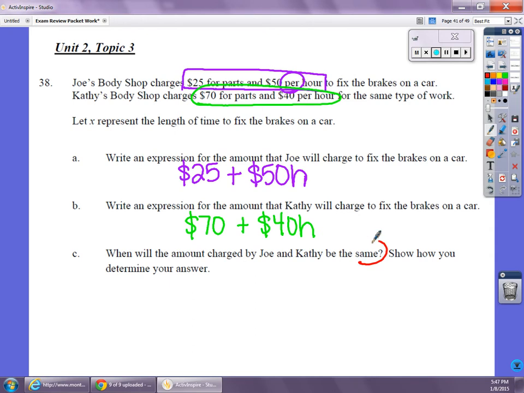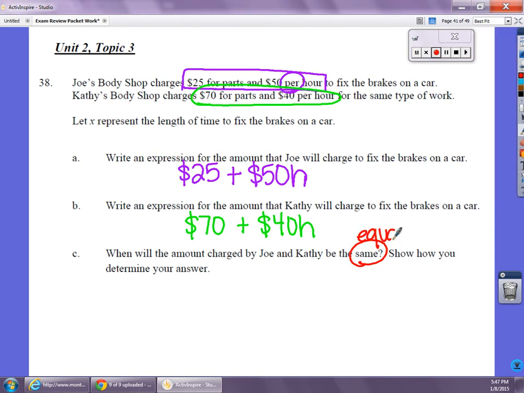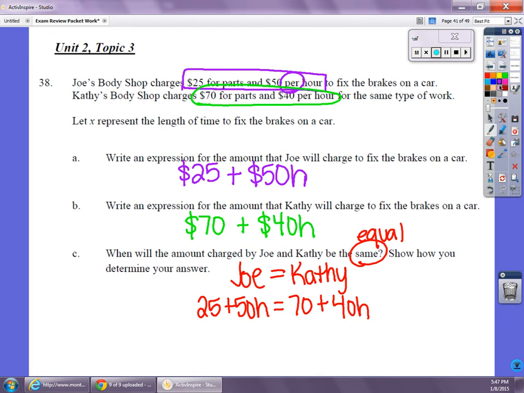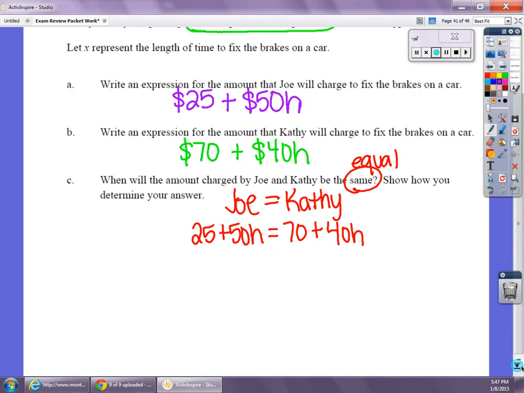Well, the same in math means equal, right? So we want to know, when is Joe going to equal Kathy? Instead of Joe, I'm going to use the expression we came up with in part A, so that's 25 plus 50H. And instead of Kathy, I'm going to use the expression we came up with in part B, 70 plus 40H, and set them equal to each other. So now we have an equation with variables on both sides, and we are going to solve.